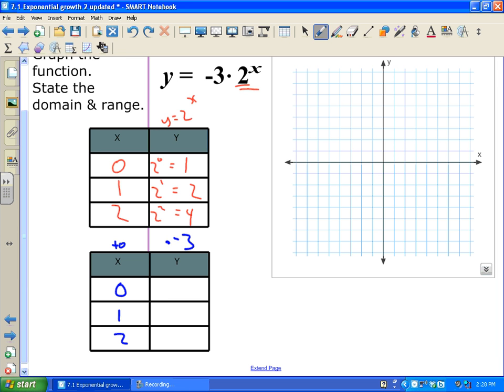Hopefully you're thinking I'm supposed to multiply that by -3, because that's correct. 1 times -3 is -3. 2 times -3 is -6. And 4 times -3 is -12. There we go. That's going to get us a little better. Big difference in how this graph is shaped. That would have been a pretty big error for me. So let's plot those coordinates now. I'm going to label everything by 1s here.